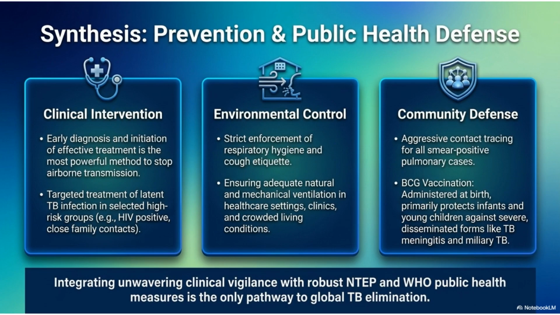Global TB elimination requires a multifaceted public health strategy. This includes early clinical intervention, strict environmental controls, and community-wide defenses like contact tracing and vaccination programs. A coordinated effort is essential to stopping transmission and protecting public health.